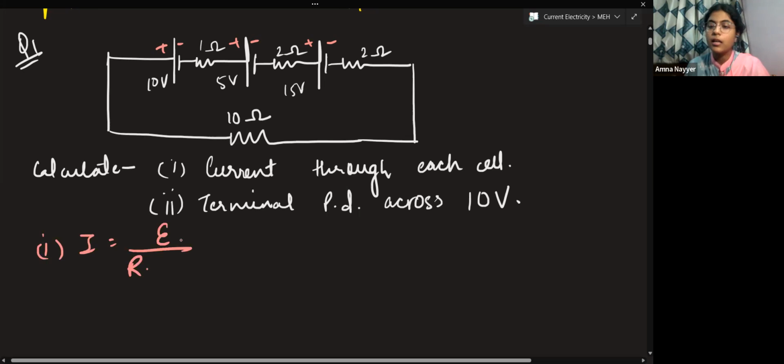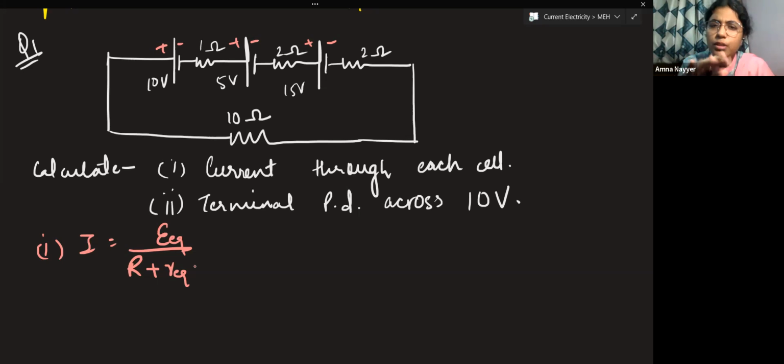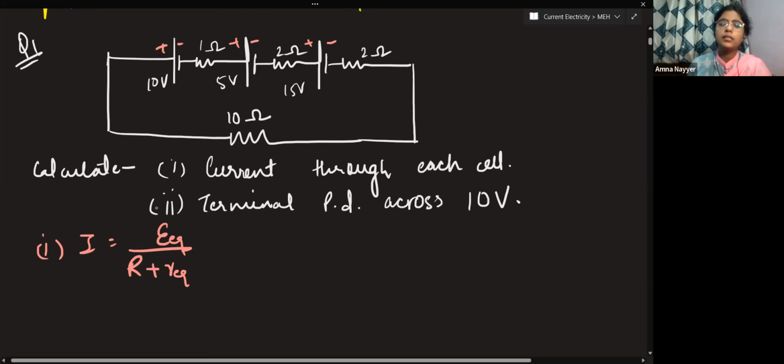E upon R plus small r. But this time not a single cell has been given. It means we have to find the equivalent EMF as well as the equivalent internal resistance. This is just the difference that occurs in this formula. These kinds of questions can come in your exam. Slight chances are there. Basically, circuits come from the next portion that we are going to do, series and parallel. But it can also come. That's why this is part of your syllabus and examples have been mentioned in NCERT. So do revise it before going for your examination.